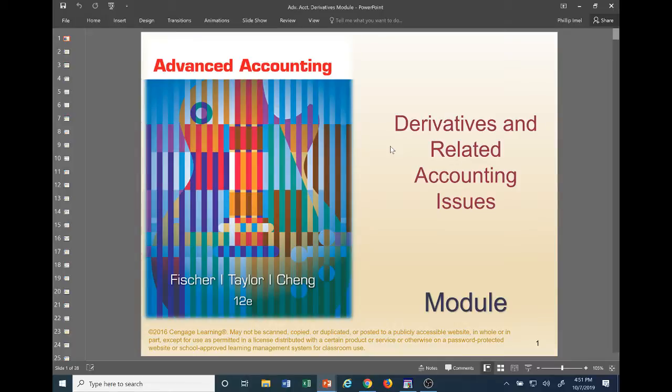So derivatives and related accounting issues. The use of derivative instruments has increased significantly among both financial and non-financial corporations. Now these instruments derive their value from changes in the price or rate of a related asset or liability. For example, the option or right to buy a share of a stock at a fixed price derives its value from the price of the related stock. Derivative instruments may be held as investments or part of a strategy to reduce or hedge against exposure to risks associated with some other transaction.